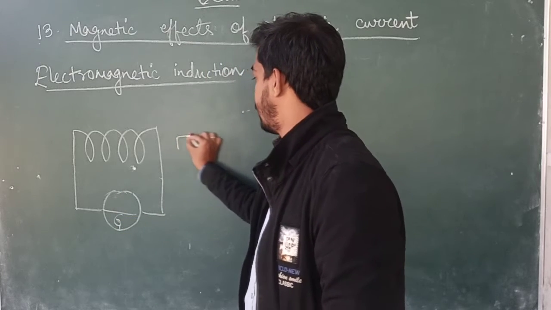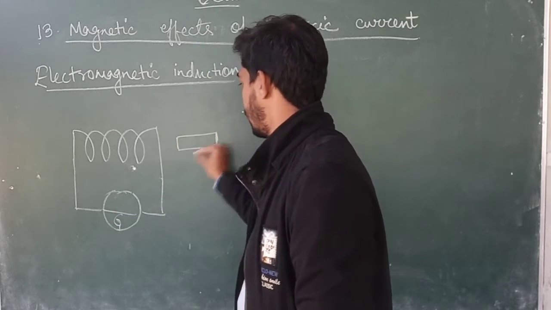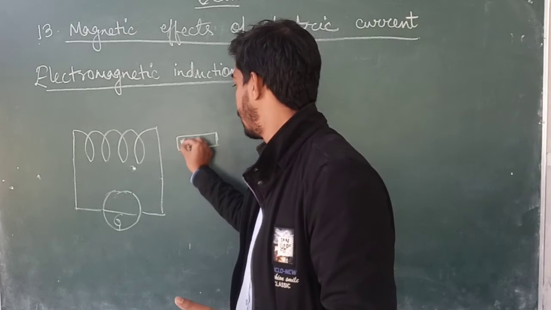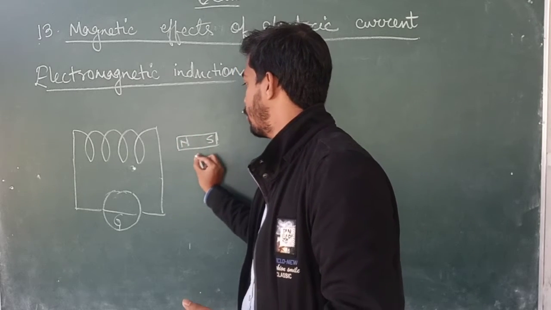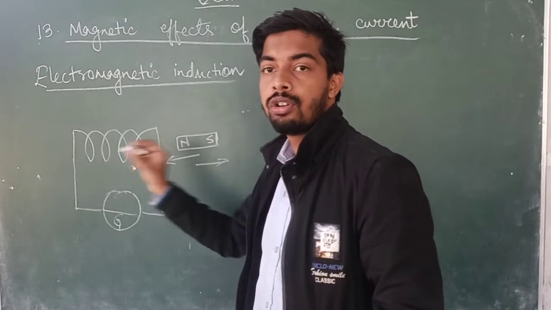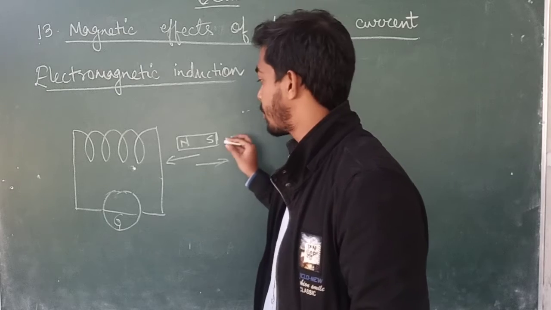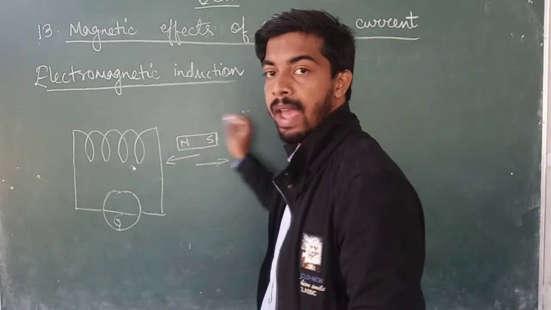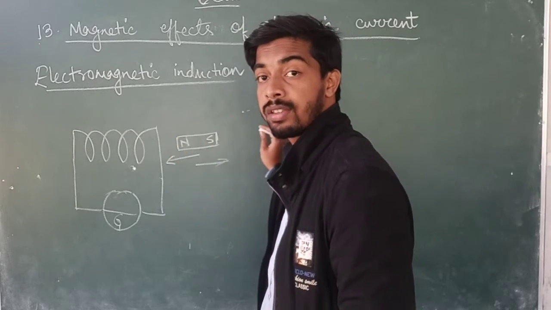Then he took a piece of bar magnet and moved the magnet back and forth. That means he moved the magnet near the coil and took it away, moving it close and back, back and forth near the coil.